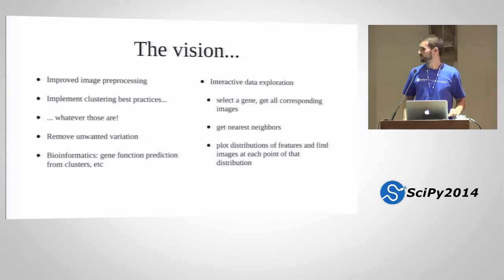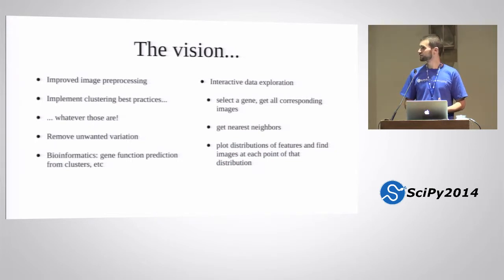We also want to remove any artifacts. For example, some entire plates have imaging artifacts, so it'd be good to take that into account and normalize each plate separately, which I'm not currently doing. Finally, do a whole bunch of downstream bioinformatics, such as, once you have the cluster, do some gene function prediction. If you know the function of all the genes in that cluster and you know that this new gene is having a very similar effect on the cells, they all look the same as the other ones, then you might be able to transfer that functional annotation.